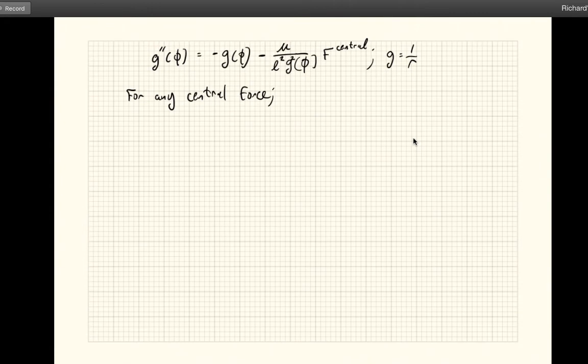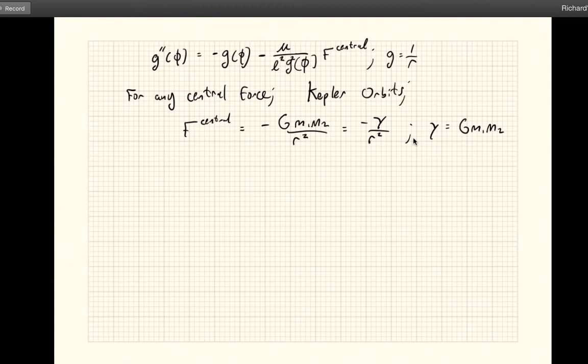But now let's look at this in terms of the Kepler orbits, which really just means we're going to take the central force, F central, equal to what we know for gravity, minus G m1 m2 over r squared. We're just going to say that's equal to minus gamma over r squared, where gamma we know is just equal to G times m1 times m2. Okay, so that's what we're working on. So now we basically plug in for the central force, and this is kind of the interesting step, okay? So now we're going to plug this in.